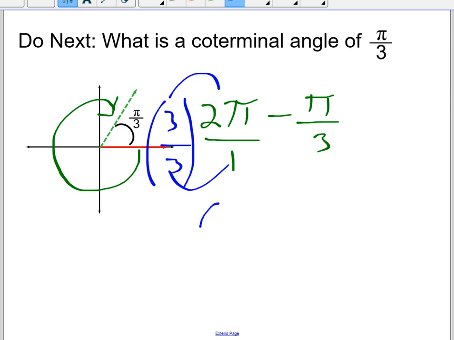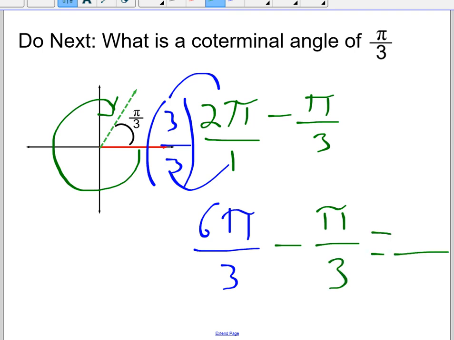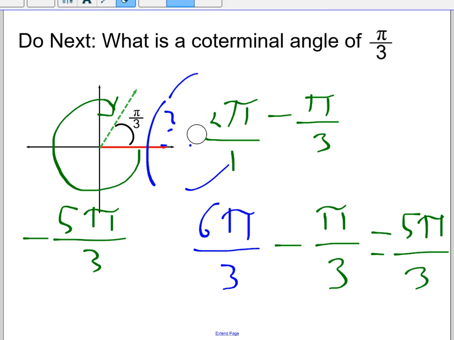But 3 times 2 pi is 6 pi over 3 times 1 is 3. And then we've got 6 pi over 3 minus pi over 3. Now that we've got that, we're just doing 6 pi minus pi on the top, which is 5 pi. So this negative angle going around is going 5 pi radians over 3, but because we're going clockwise, it is negative. So negative 5 pi over 3 is a coterminal angle of pi over 3.